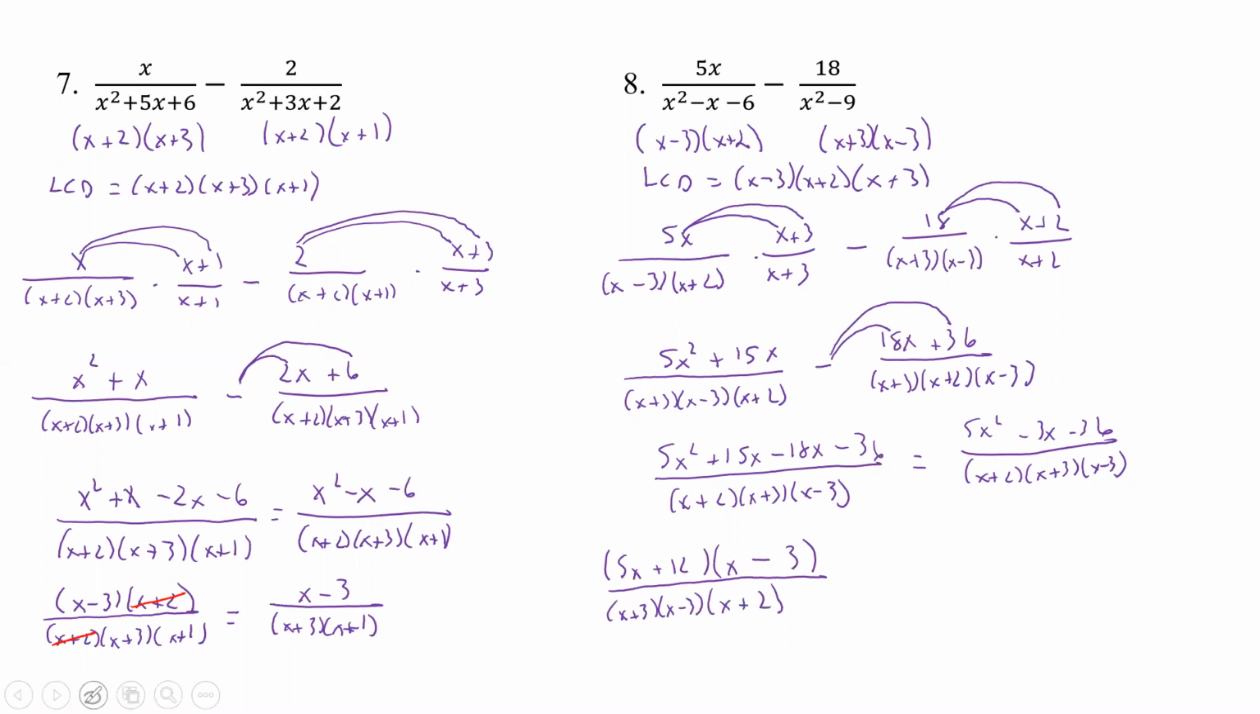Now, can we cancel anything? Well, x minus 3 cancel. And so then that gives us, for our final value, 5x plus 12 all over x plus 3, x plus 2. Okay. And again, I'm going to leave that in factored form. We can't do anything else with this. And so that's going to be our final answer.